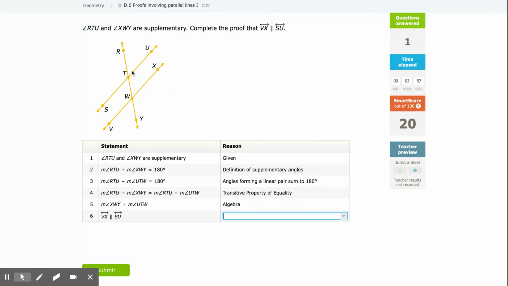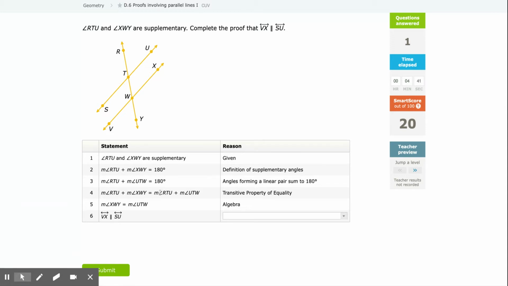Then it goes, all right, well, we know those two are supplementary. We also know that the measure of angle RTU plus the measure of UTW, so that's this angle here and this angle here, we know those add up to 180 because they form a linear pair, and angles forming a linear pair add up to 180. They form this line. Now, we know that the measure of angle RTU plus the measure of angle XWY, which equals 180, also must equal the measure of angle RTU plus the measure of angle UTW, because that also equals 180.